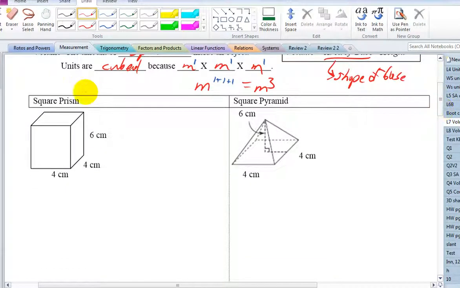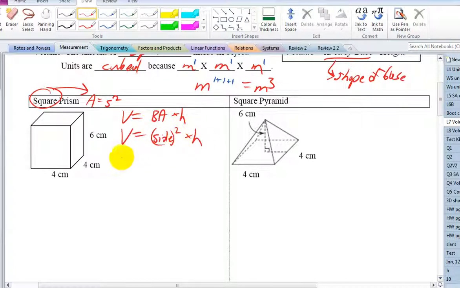So we have a square prism. The area of a square is s squared. The formula for volume is the area of the base, or base area, times the height. So we have side squared, because it's a square, times the height. We're going to get 4 squared times 6. Volume is 96 centimeters cubed. 4 times 4 times 6. For a rectangle, then it would be length times width.